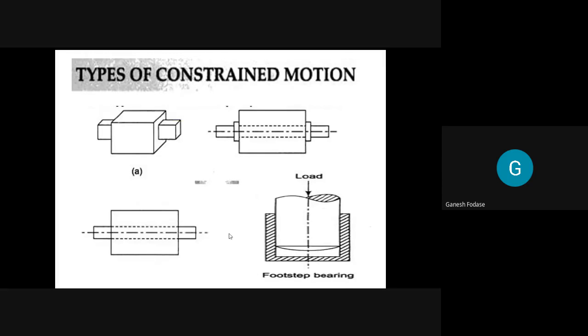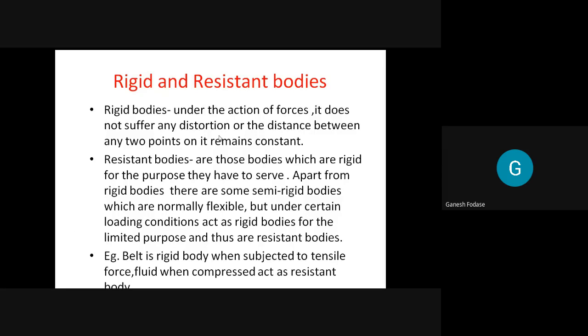When do you call a body a rigid body? A body which does not deform after application of external load. Yes, it does not deform. It's called a rigid body. Or you can say, under the action of forces, it does not suffer any distortion, or the distance between any two points on it remains constant. The body which does not undergo any deformation under the action of forces is called a rigid body.